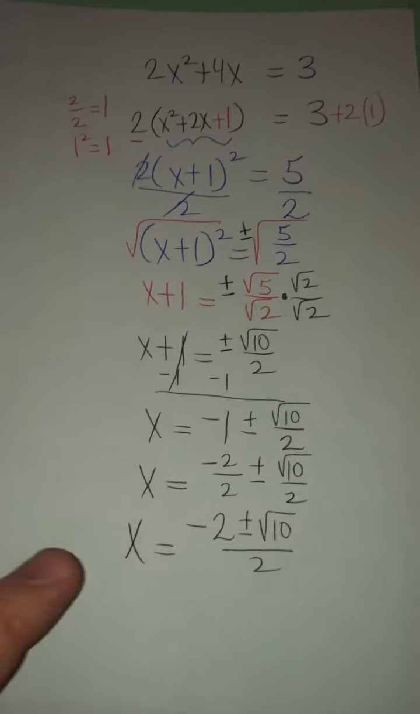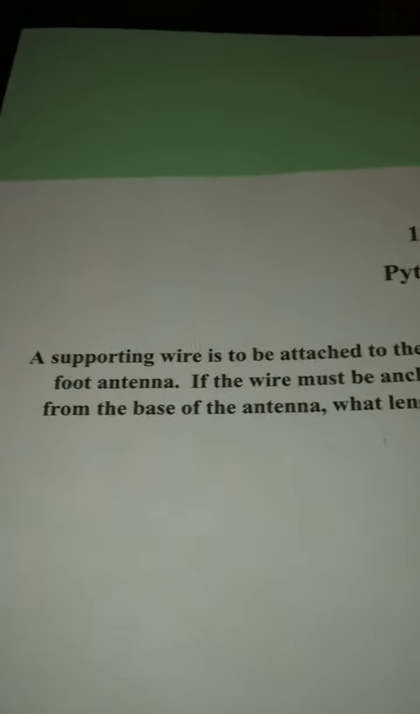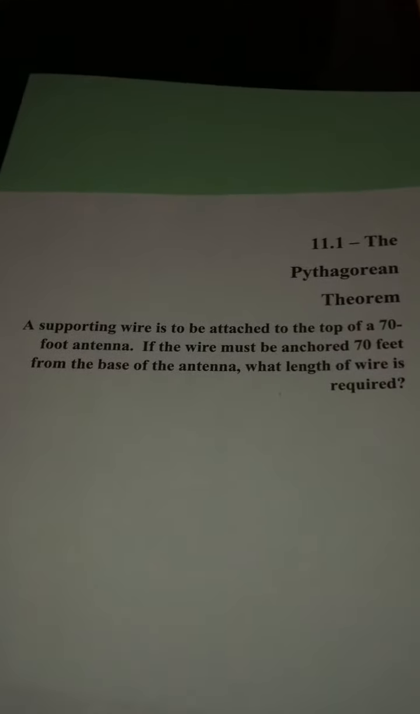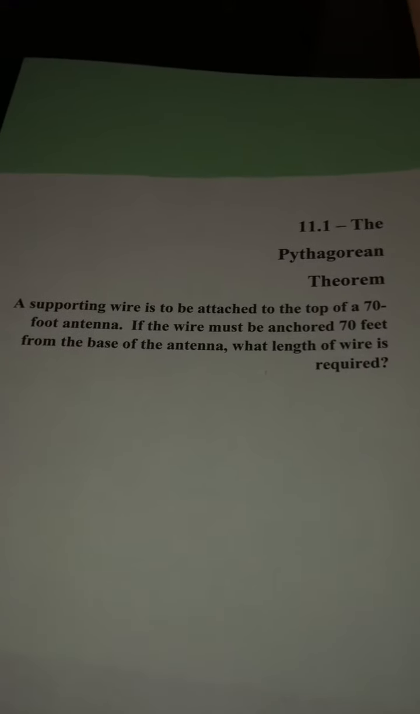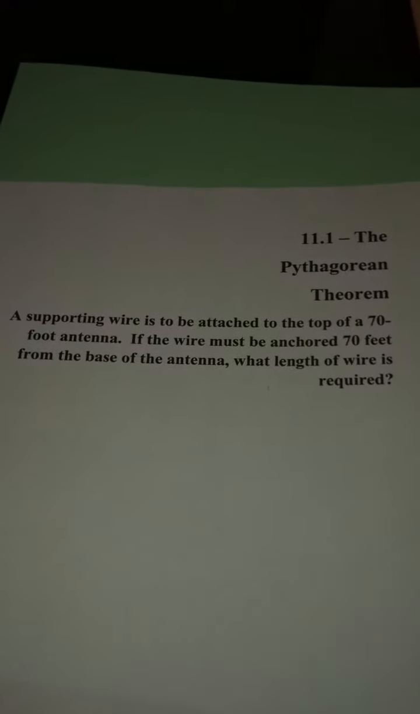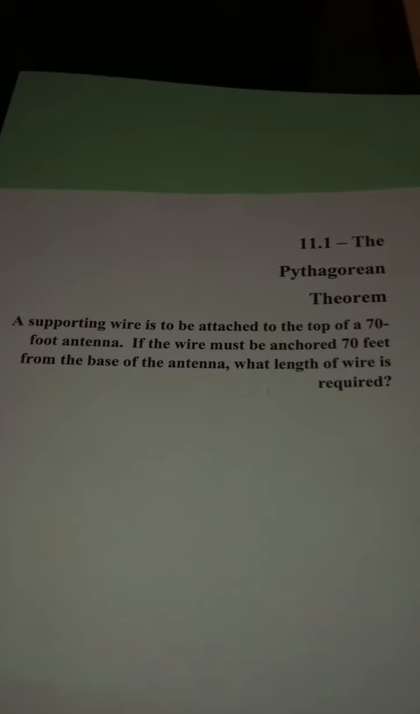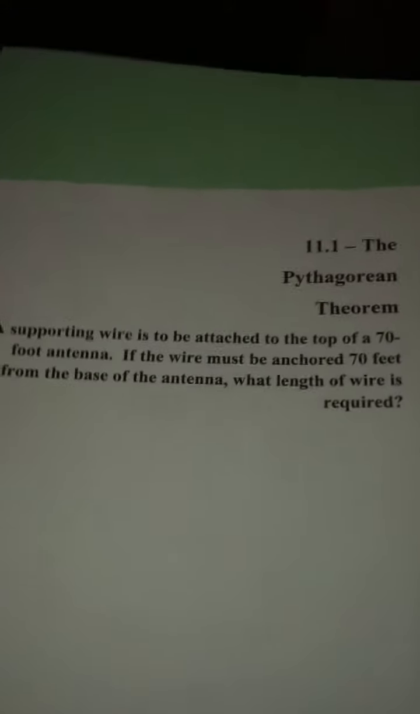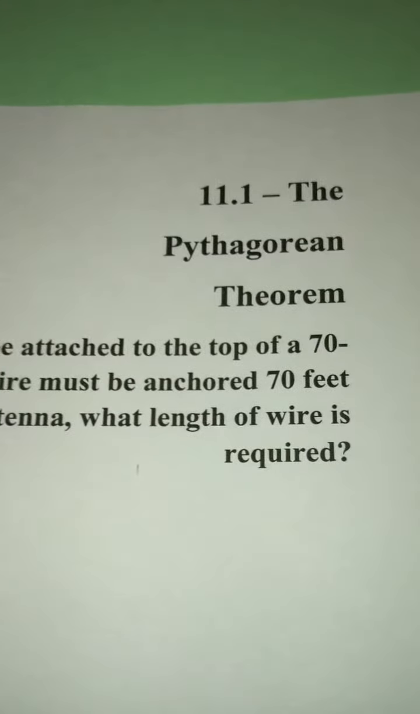Okay, also in this section, you have some formulas that we will use to find various things. The first thing I want to go over with you is the Pythagorean theorem. And let me pan out so you can read the whole question. A supporting wire is to be attached to the top of a 70-foot antenna. If the wire must be anchored 70 feet from the base of the antenna, what length of wire is required?